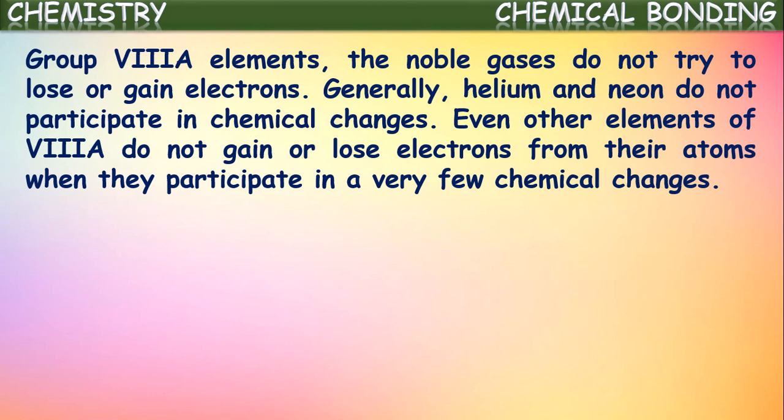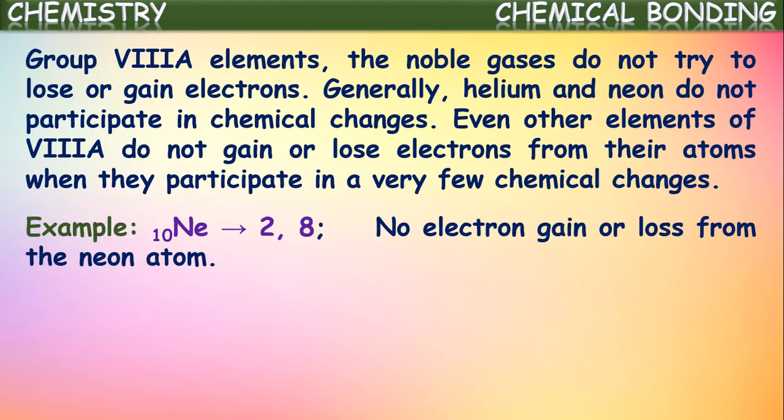For example, xenon reacts with the highly electronegative element fluorine to form xenon fluoride. There also they do not lose or gain electrons, they just share electrons. Because there is no necessity for these VIIIA group elements to lose or gain electrons, they already have a sufficient number of electrons in their valence shell. That means they already have 8 electrons in the outermost shell.